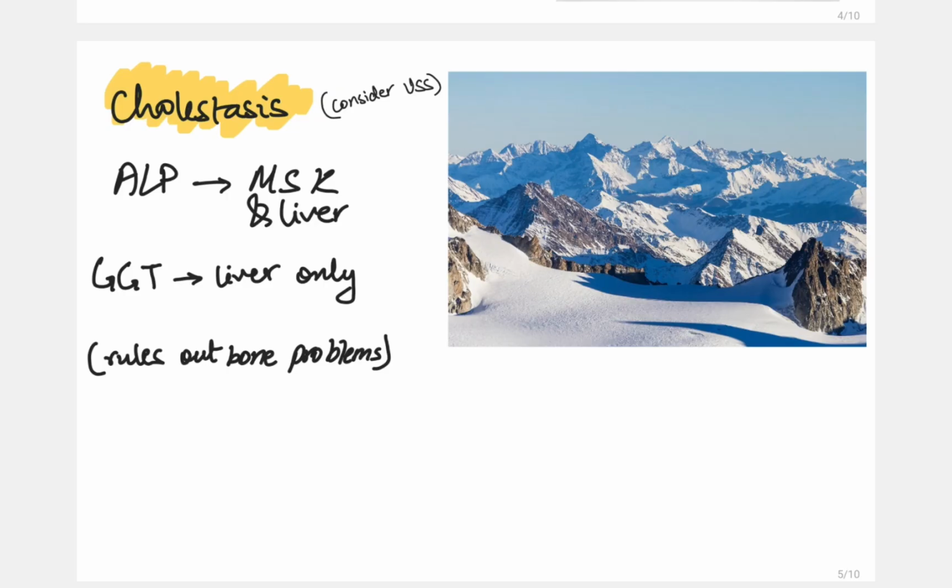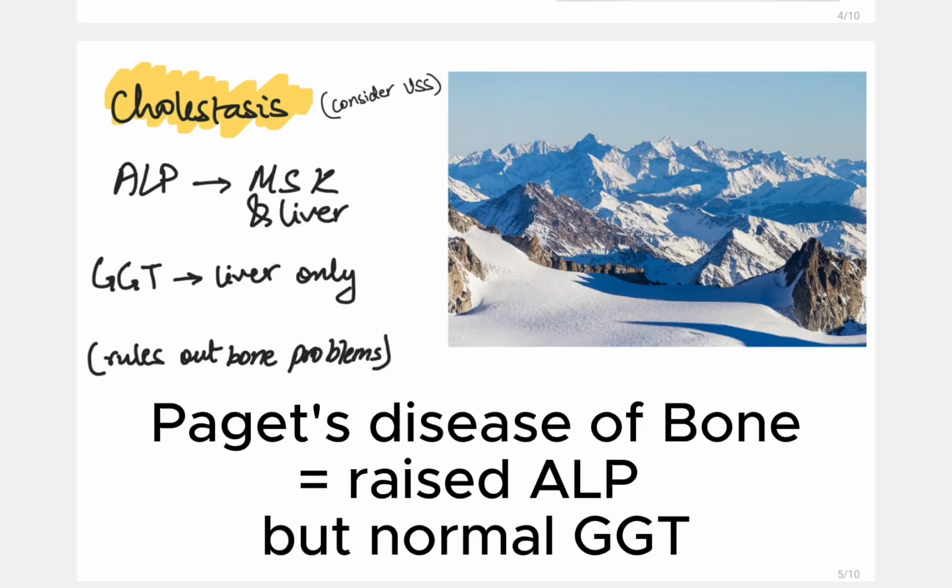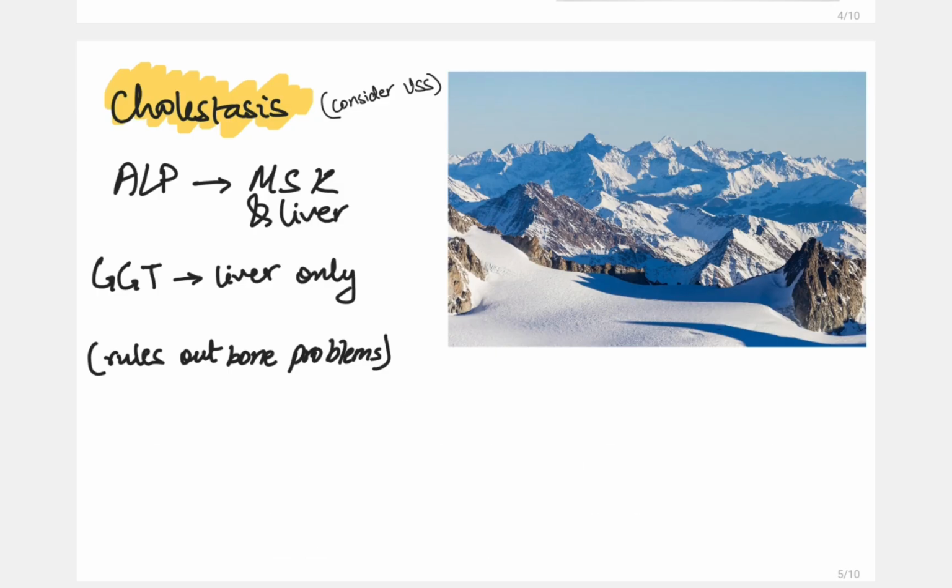And this is explained on screen. The ALP is responsible for saying that something in the body is wrong. It's not necessary that it has to be the liver. So, for example, ALP can be raised in Paget's disease of bone, but not GGT, because there's no issue with the liver itself, but certain MSK orthopedic issues can cause a rise in the ALP as well.